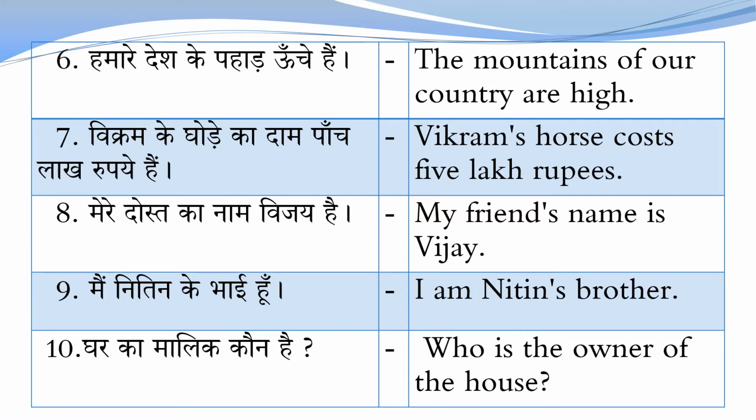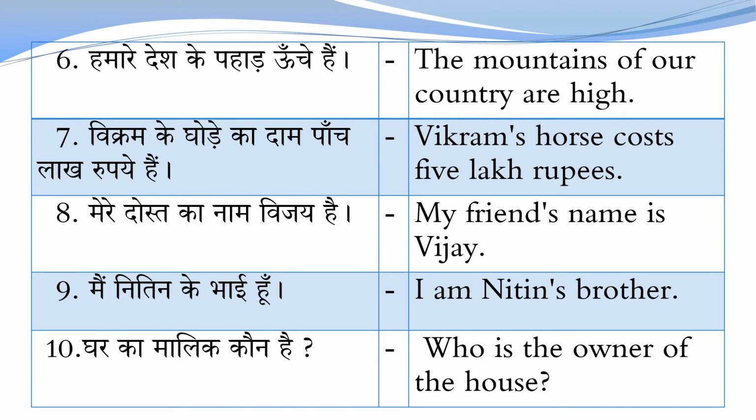rupees in English. Eighth one, Mere dost ka naam Vijay hai. Mere translates to my. Dost means friend. Naam means name. So dost ka naam can be said as friend's name. Vijay reminds us Vijay and hai translates to is. So the answer would be my friend's name is Vijay. Or in other manner we can also say it as the name of my friend is Vijay.